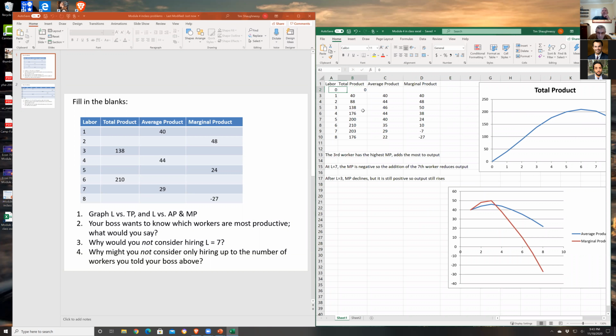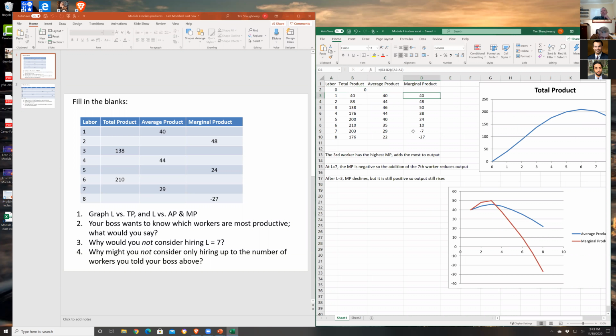So yeah, if you assume, well, when labor is 1, if the average product is 40, then you know that the average product is the total product divided by the number of workers. So if the average is 40, then you know the total must be the average times the number of workers.